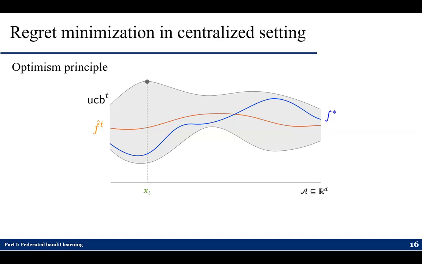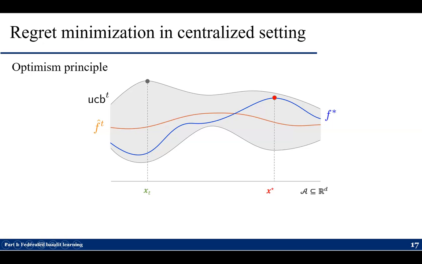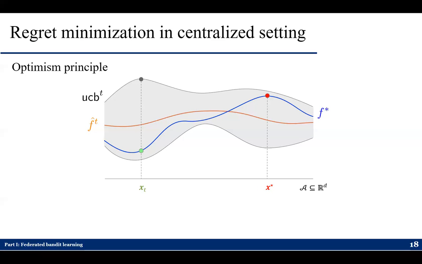Here with high probability. Then the optimism principle says that, in order to minimize regret, at every time step t we need to pick the arm or item that has the highest upper confidence bound, basically this point. We can clearly see that this is definitely not the optimal choice, because under the true reward function, the true mean reward of this choice is actually very low. The red dot x star is the optimal choice, which is decided by this unknown function f star.